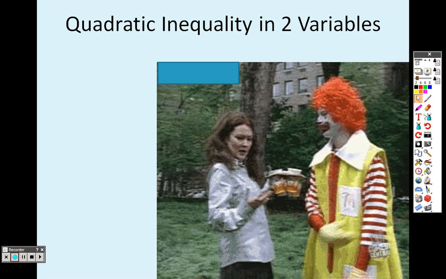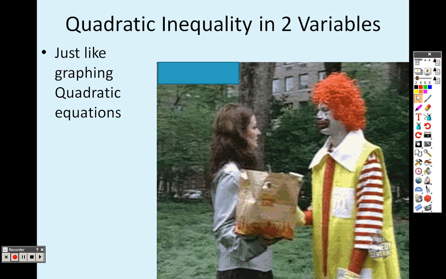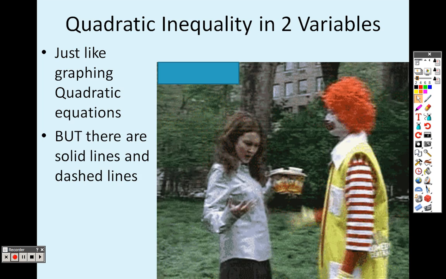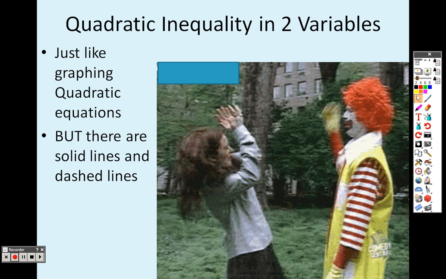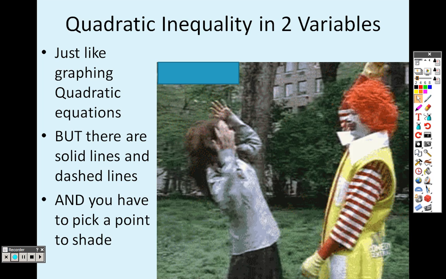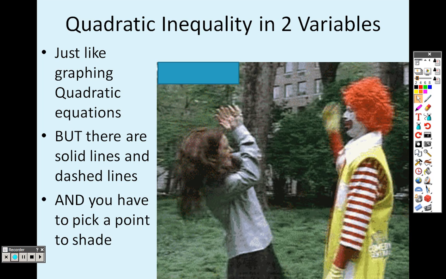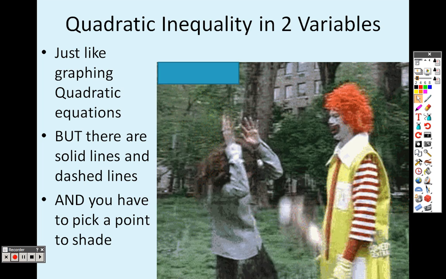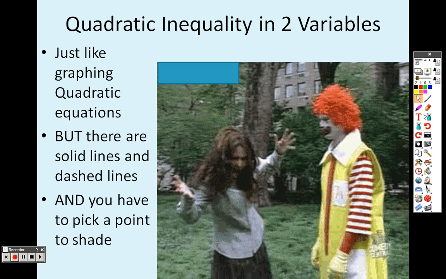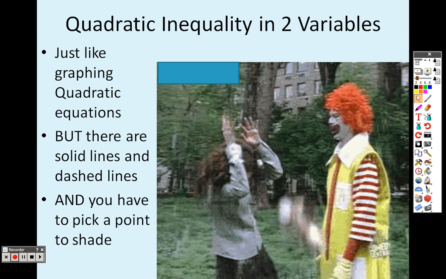Quadratic inequality in two variables. It's just like graphing a regular quadratic equation. That's what we're going over now. But just remember there are solid and dashed lines because we're dealing with inequalities. If it's less than or greater than, it's a dashed line. If it's less than or equal to or greater than or equal to, it's a solid line. And also remember that you have to shade it.